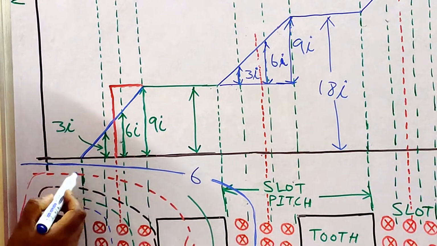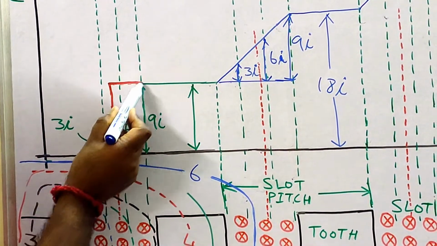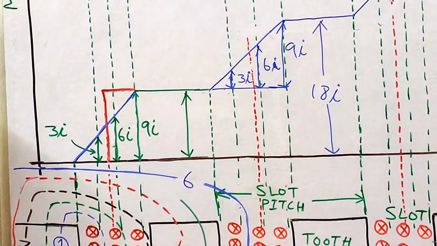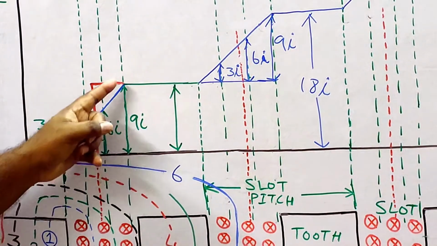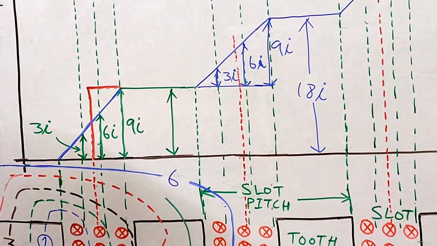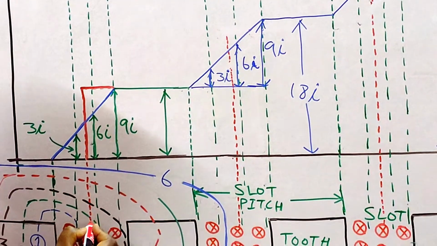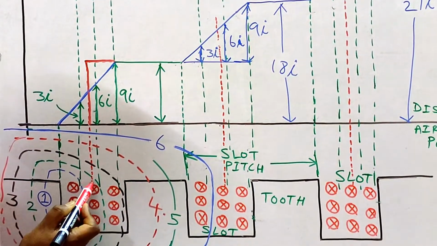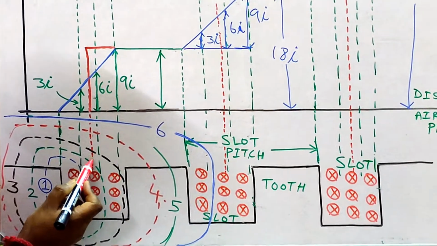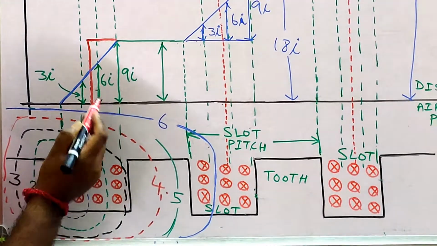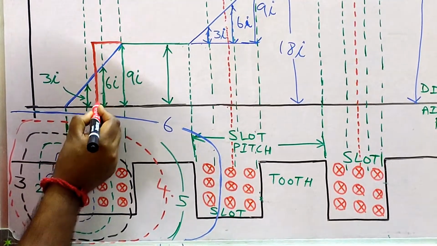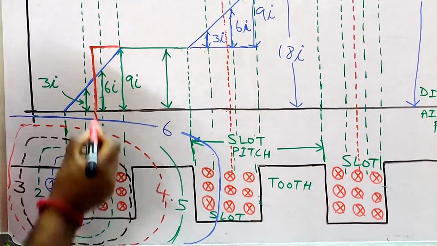This blue line is shown to be rising linearly or uniformly, but actually we approximate this linear variation of MMF over the slot portion by a step jump. Where the step jump is shown, you see here, the step jump is shown at the middle of the slot.